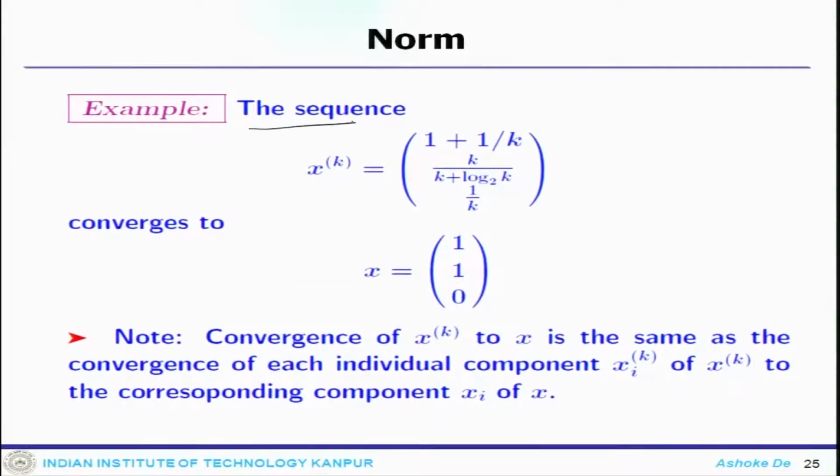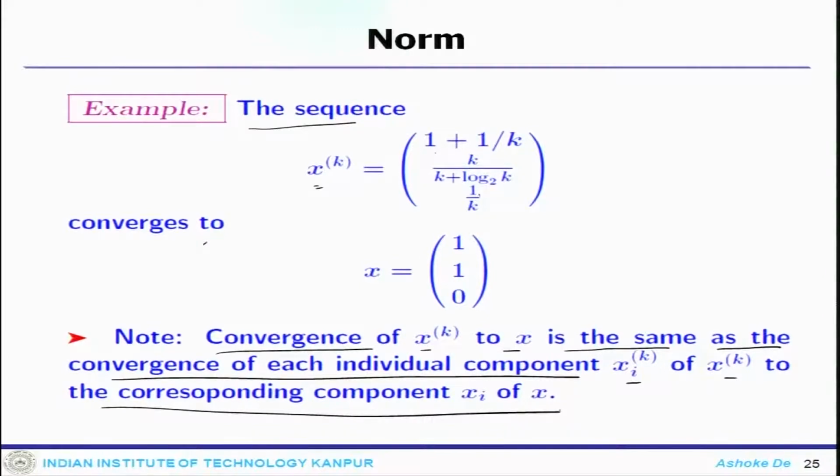You can see the sequence of vectors: the first is 1 plus 1 by k, the second is k by k plus log k, the third one is 1 by k. This will converge to (1, 1, 0), and the convergence of x_k to x is the same as the convergence of each individual component x_i^k of x_k to the corresponding component x_i of x. So, you can see how the equivalency property is used to look at the convergence of this system.